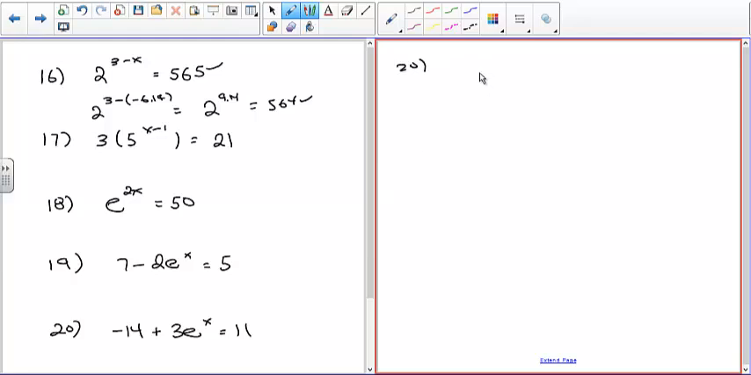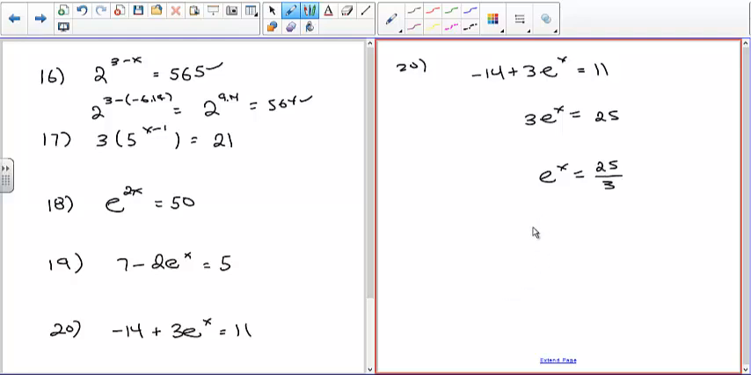So what we're going to do is first get the exponential term with the constant by itself. So we're going to add 14 to both sides. So 11 plus 14 is going to be 25. You can also say negative 14 moved to the right-hand side becomes positive 14. 11 plus 14 equals 25. Okay, we still don't have this by itself. e to the x equals 25 over 3.